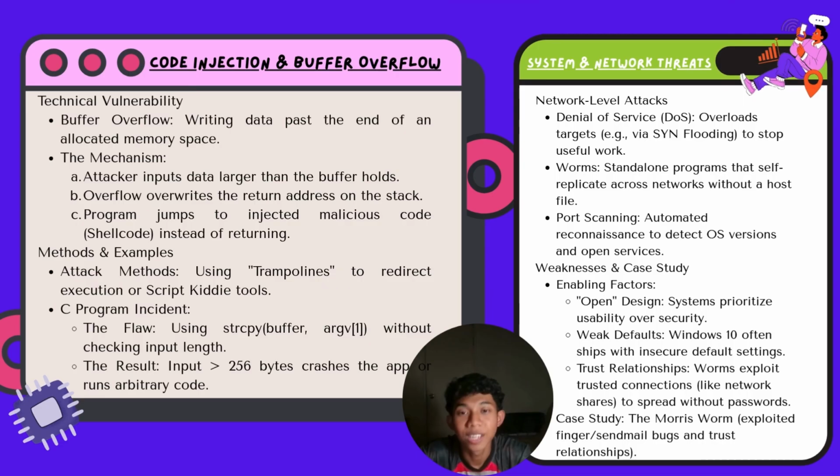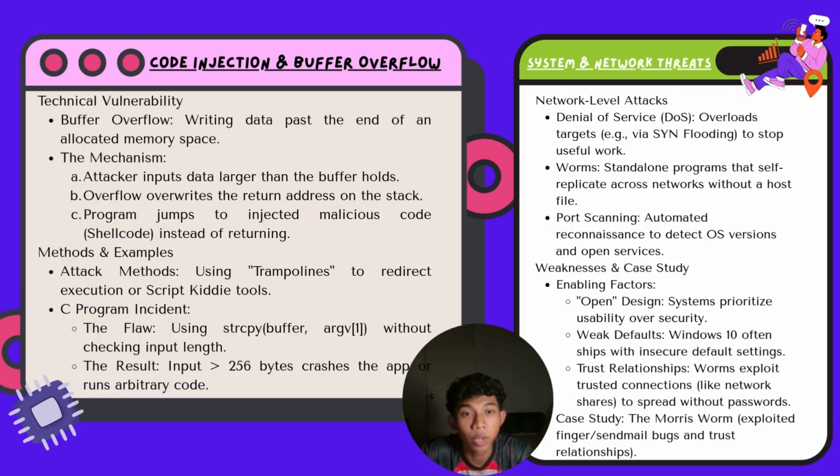Next, we have code injection and buffer overflow. Buffer overflow is writing data past the end of an allocated memory space. The mechanism: the attacker inputs data larger than the buffer holds. It will make the program jump to injected malicious code, shellcode, instead of returning. For example, attackers usually use methods like trampolines to redirect execution or script kiddie tools.